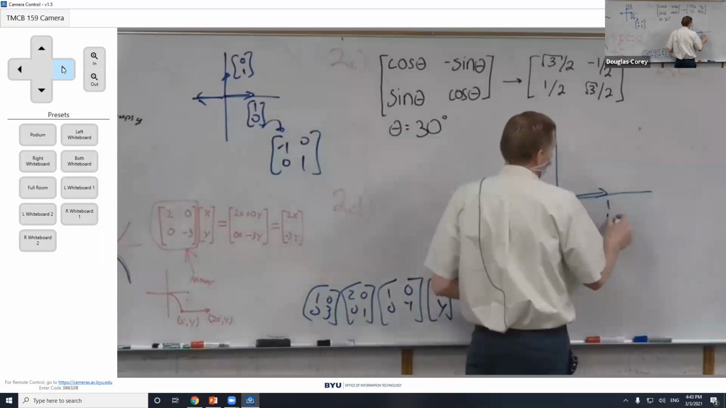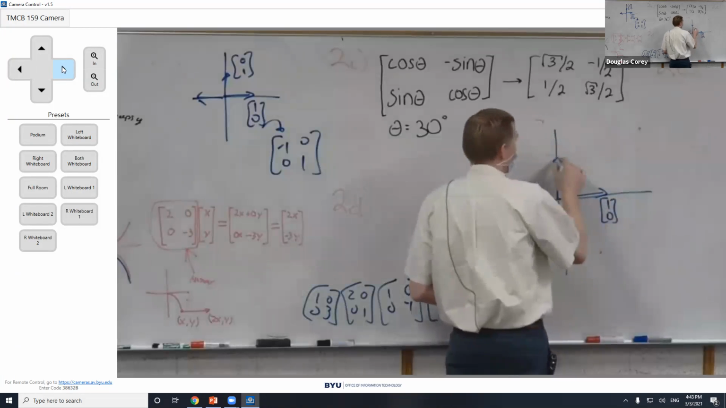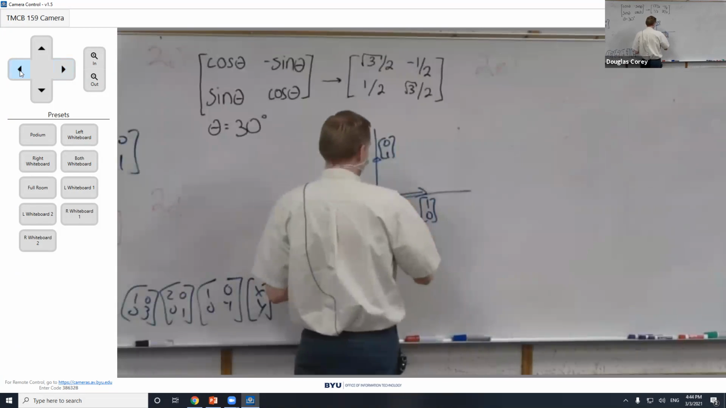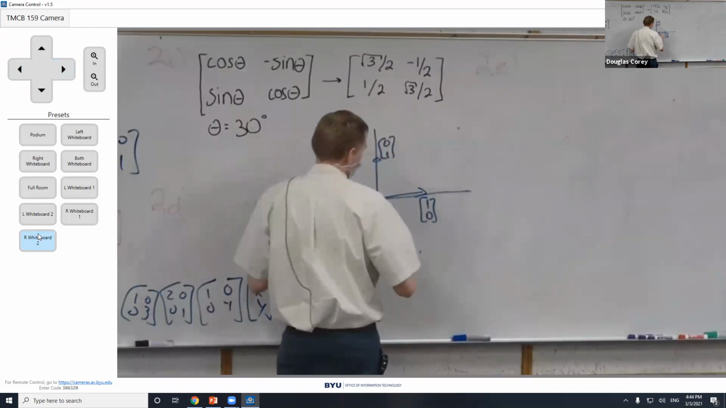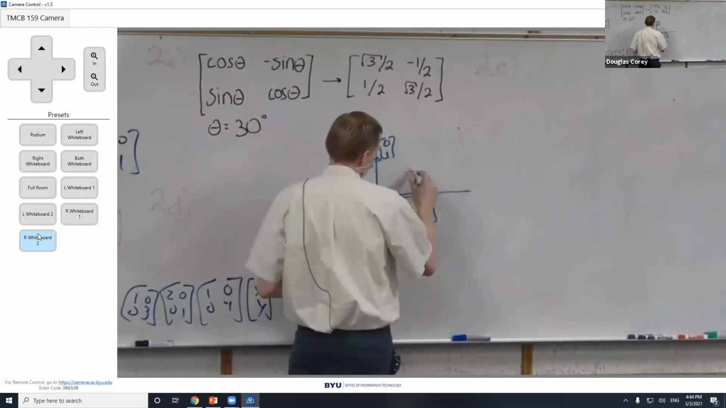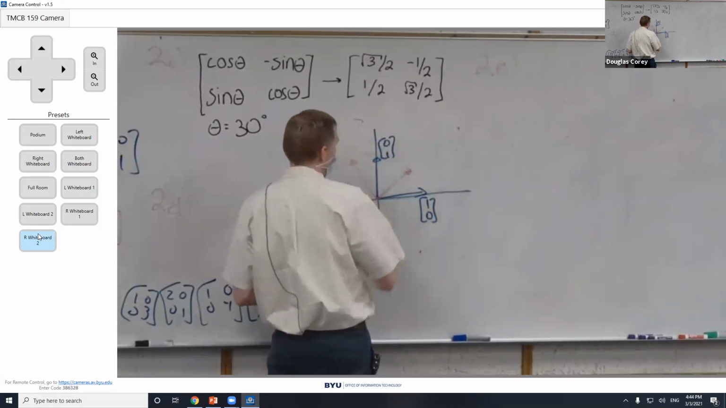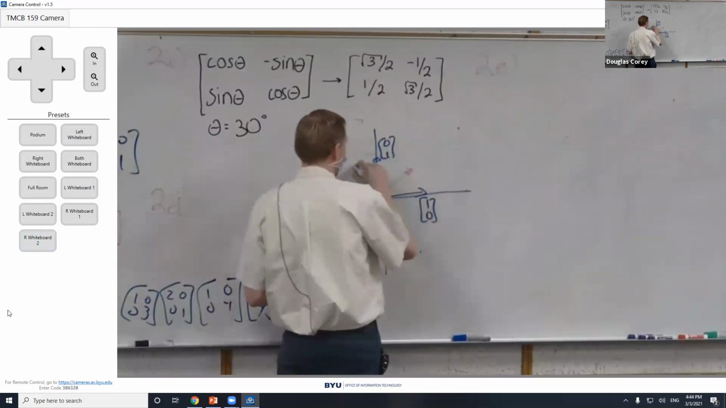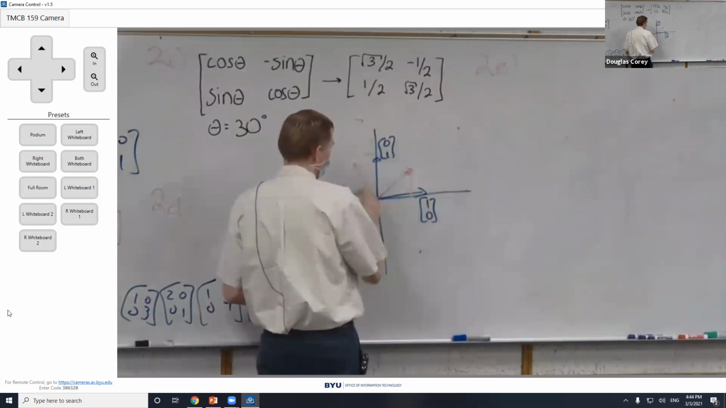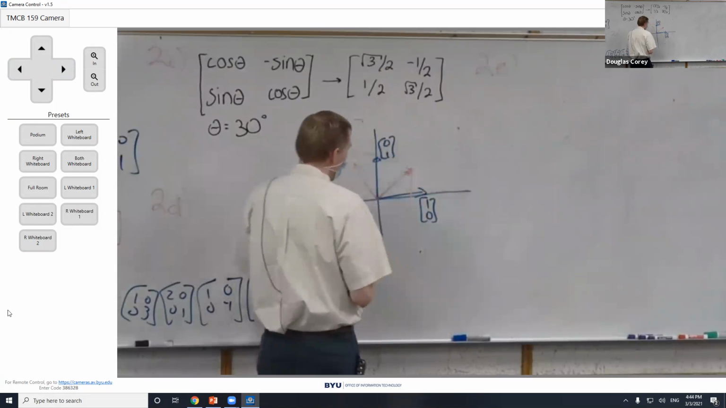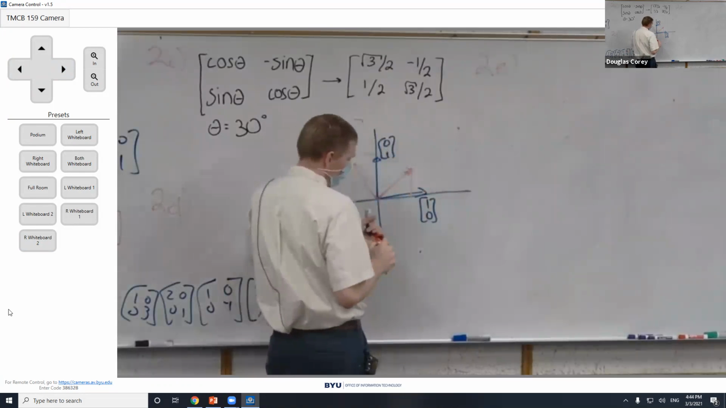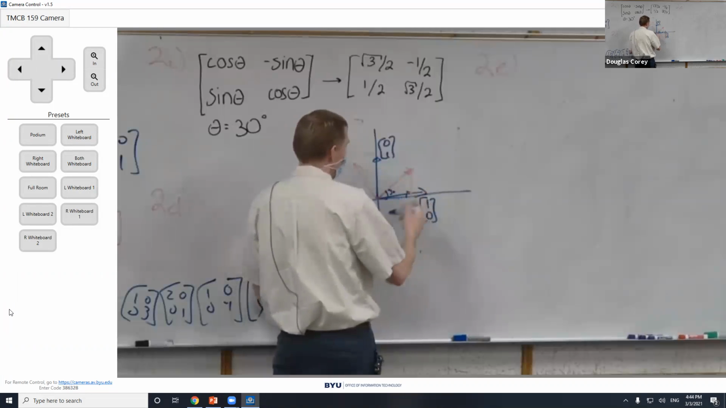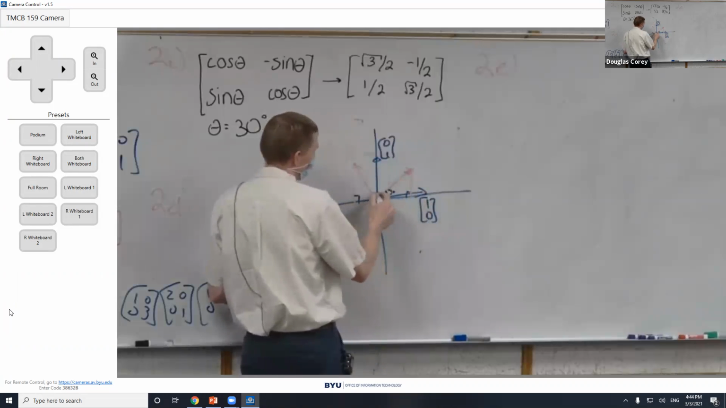Where are my standard basis vectors? Where do they go if I rotate them 30 degrees? Well, this one's going to go something like that. This one will go something like that. And then I just have to figure out where these points are, and I can do that with geometry. So I know the length is 1 here. I know the length is 1 there. I know this is 30 degrees here, so I have a 30, 60, 90. And here that's 30, so this is 60.